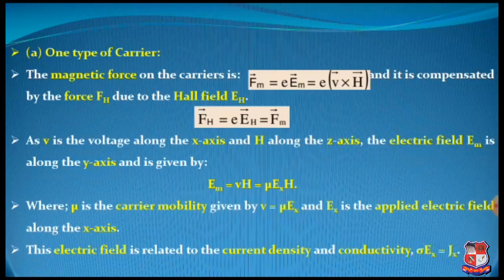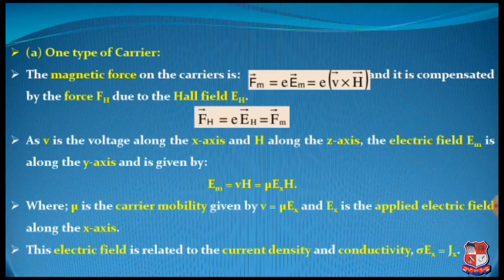The magnetic force on the carrier is Fm. The M subscript is used for the force due to magnetic field, and that is known as magnetic force. It is equal to, this is a well known equation, e times the vector. The vector is the magnetic electric field vector. Small e is the charge of electron.